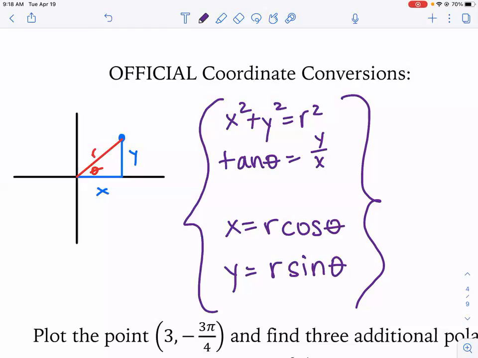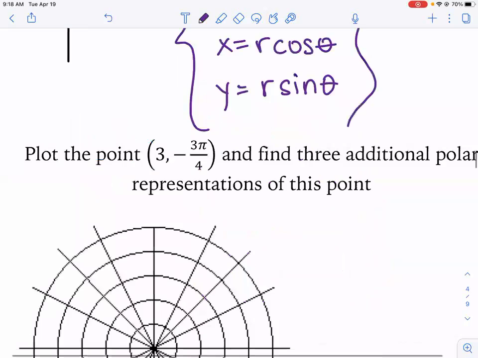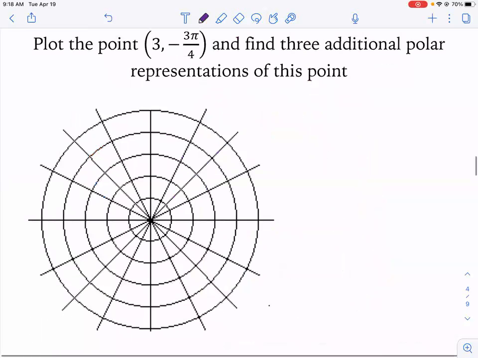We've worked with all of these before, okay? We're just working with them in a different context, okay? So today, we're gonna just practice using them. We're gonna practice getting used to how to plot polar coordinates, how to name polar coordinates, how to convert polar coordinates, okay? All right. We are going to plot the coordinate 3, comma, -3 pi over 4.